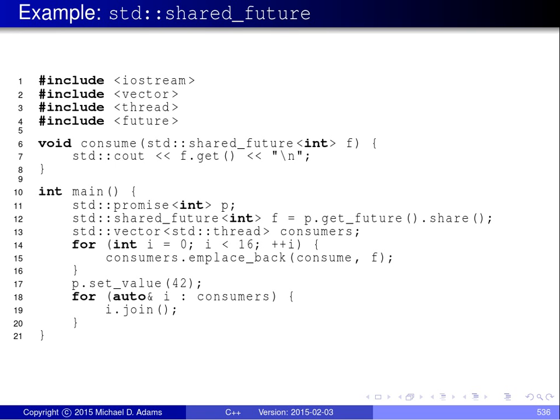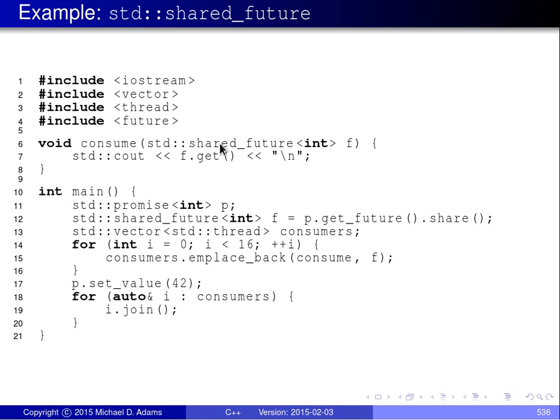On this slide, we have an example of using the shared future class. The basic idea is to have one thread write a result into a promise, and then have multiple threads read that result using a shared future object that they hold. If we look at the main function, focusing on this loop that's looping 16 times, each time through the loop we're creating a new thread which is going to execute the function consume, which is this function up above here.